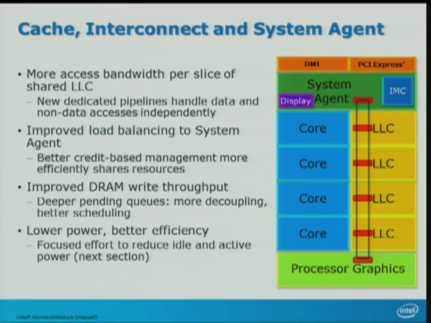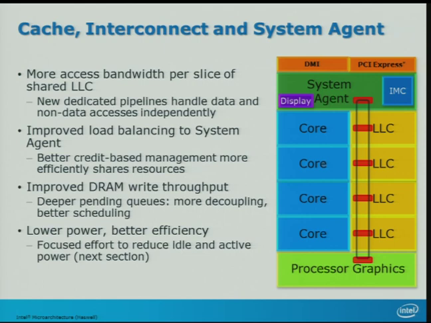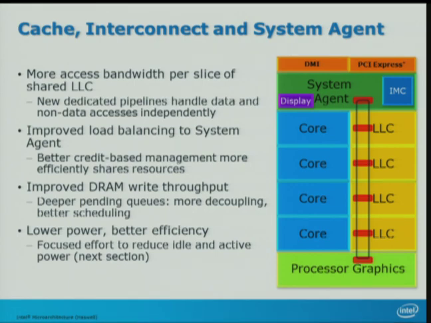There are a lot of heuristics when you have the cores and graphics and media and display all sharing the memory and the cache performance. We improved the heuristics and the algorithms for sharing the bandwidth substantially, so that again we got better utilization out of the system. We also re-architected and re-micro-architected our memory controller so that we had much better DRAM write throughput, by having deeper pending queues, more decoupling of different kinds of requests, and better scheduling.